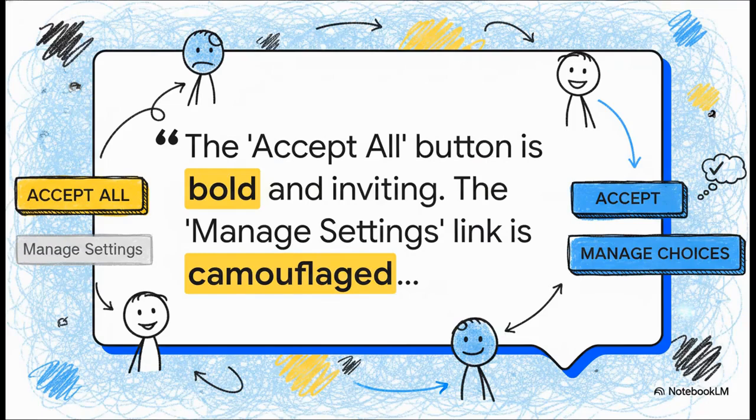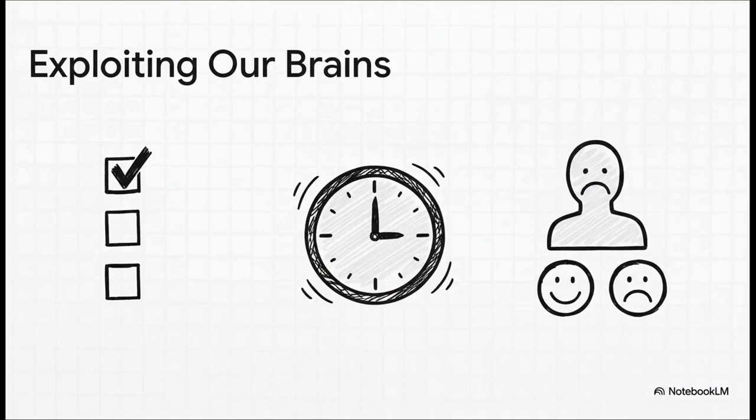The choice the company wants you to make, accept all, is always the big, bright, easy-to-click button. But the option that actually respects your privacy, manage settings, is usually faint, small, and buried behind extra clicks. This is not an accident. This is predatory design in action. This is just pure psychology.